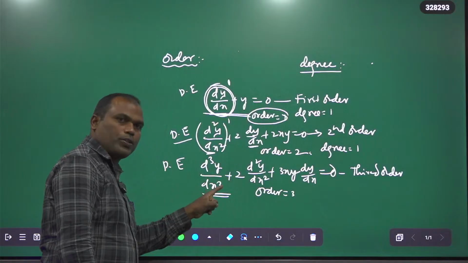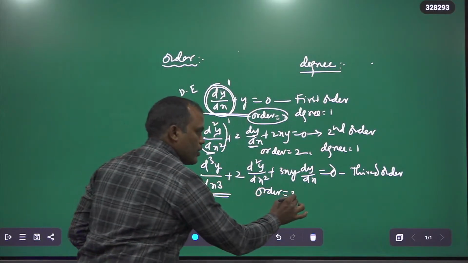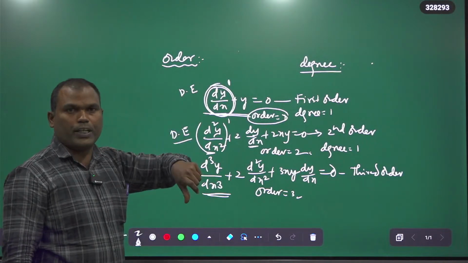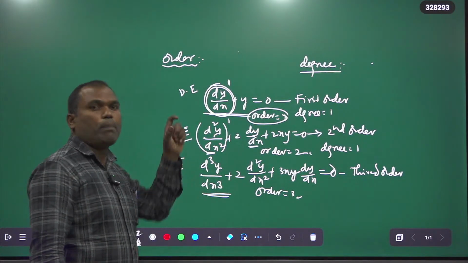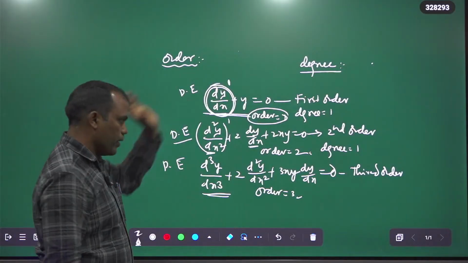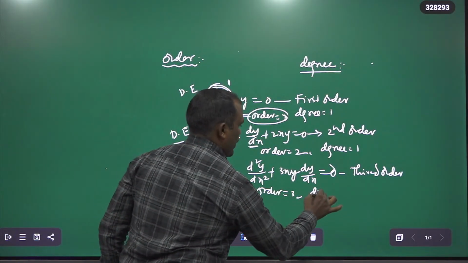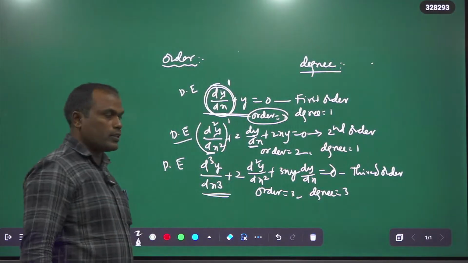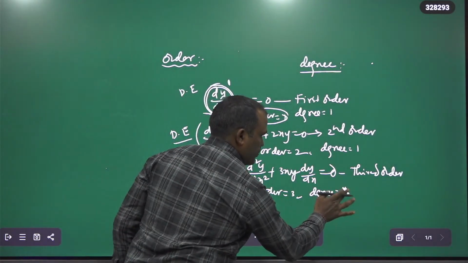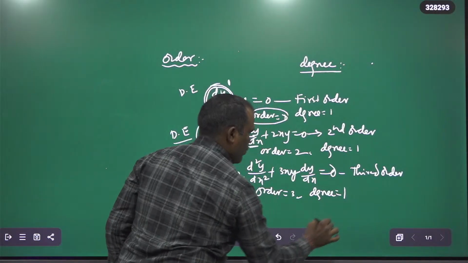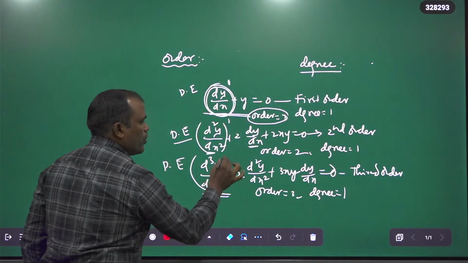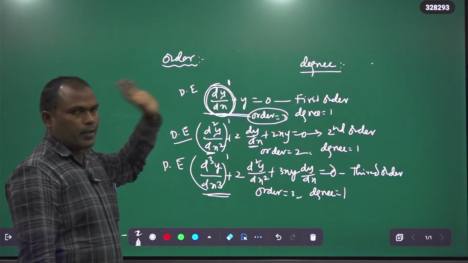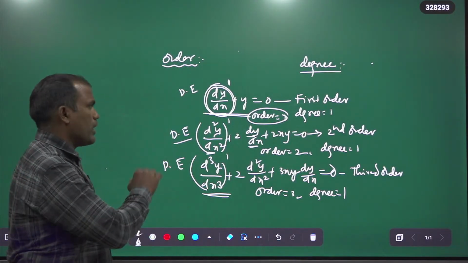d cube y by dx cube. That's why order is 3, and the power or exponent of the highest derivative is called degree. So here degree is 1. Degree is 1. The power or exponent value of the highest derivative is called degree. So these are basic examples.